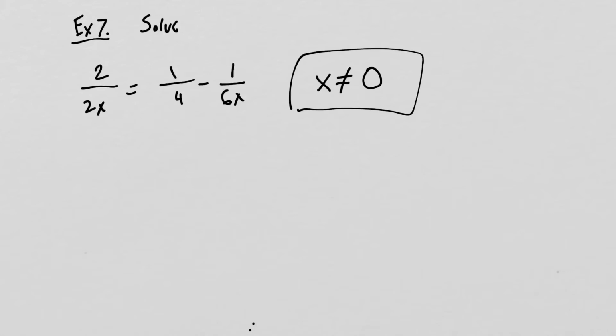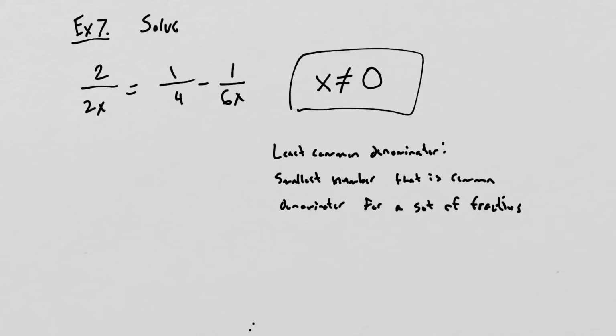Because if we plug in 0 into this equation, we'll get a 0 on the left-hand side that's in the denominator and a 0 on the right-hand side that's in the denominator, and that's not well defined. Now we want to find the least common denominator. And recall, the least common denominator is the smallest number that can be a common denominator for a set of fractions. And to find the least common denominator, we just need to find the lowest common multiple of the denominators.